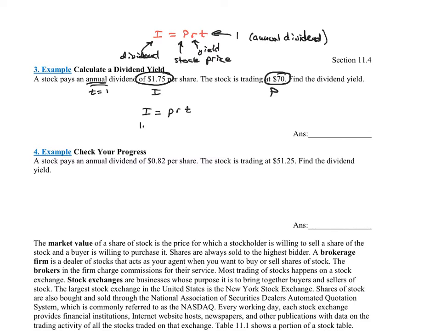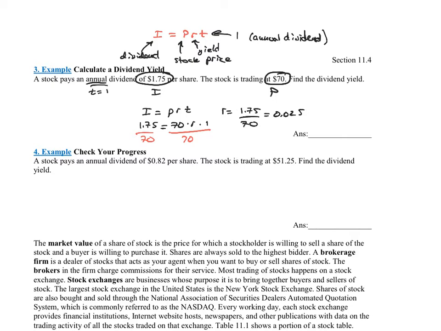Plugging in for I, we have $1.75. For P, we have $70. R, we don't know what it is. T, we have a 1. I'm going to go ahead and divide both sides by 70 to isolate R. And I end up with R equals 1.75 divided by 70. Putting that into my calculator, I'm getting 0.025.